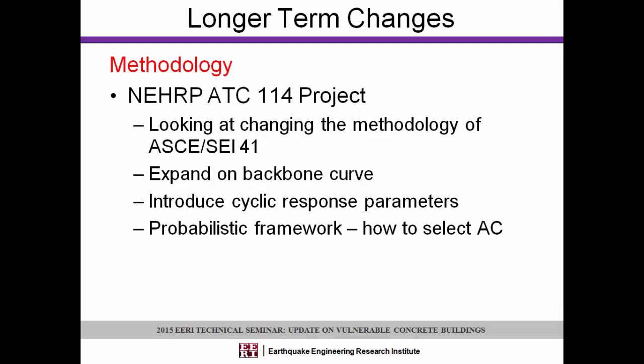And finally, some methodology work. There's an ATC 114 project now that's currently looking at the entire methodology of ASCE 41. They want to expand the backbone curve, trying to find ways of introducing cyclic damage. So it's not a static backbone curve, but it shifts depending on the cycles. Looking at introducing the probabilistic framework of the acceptance criteria, something I talked about here. So this is ongoing work, but it will not make it for this cycle for sure. This is going to be for the next cycle. Hopefully we'll streamline the work.